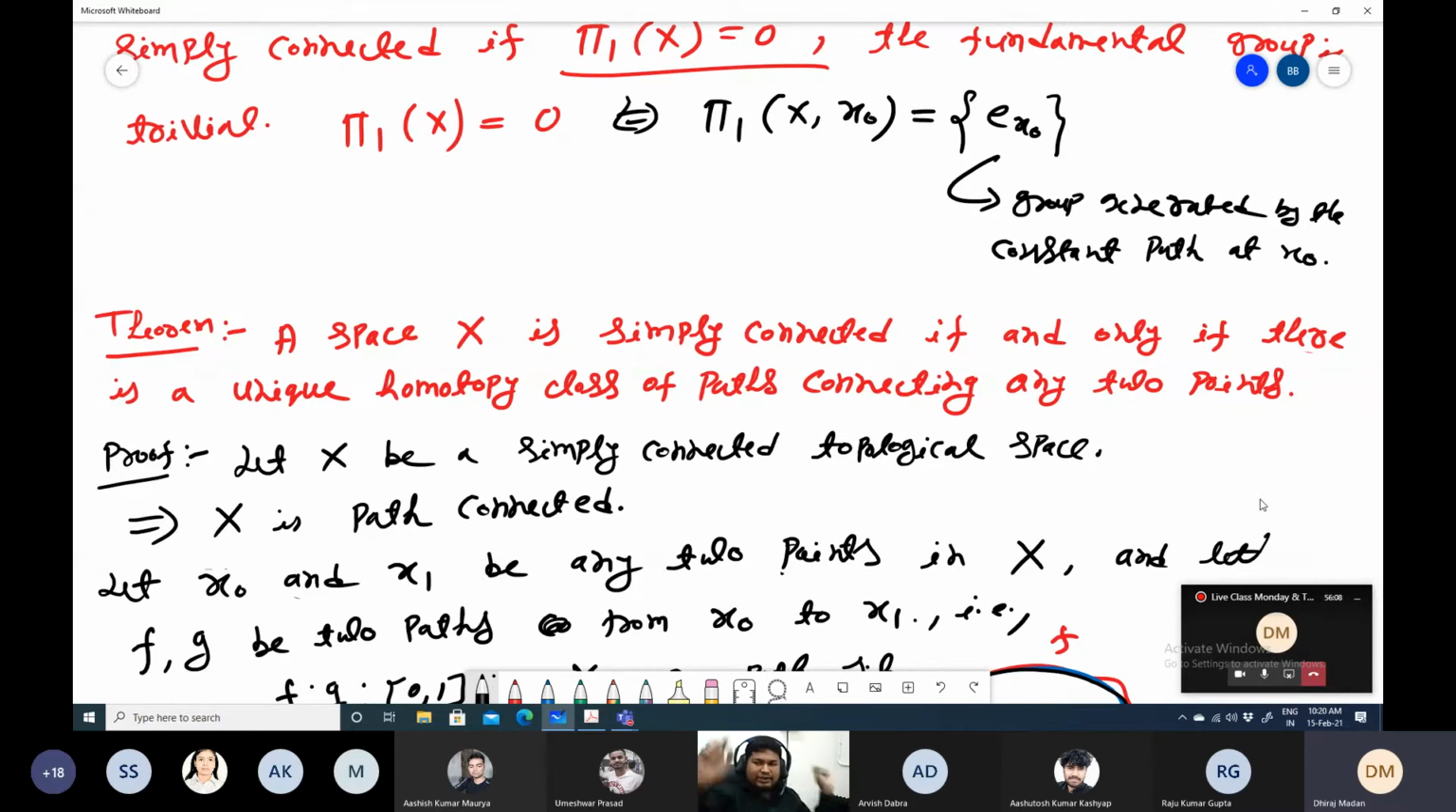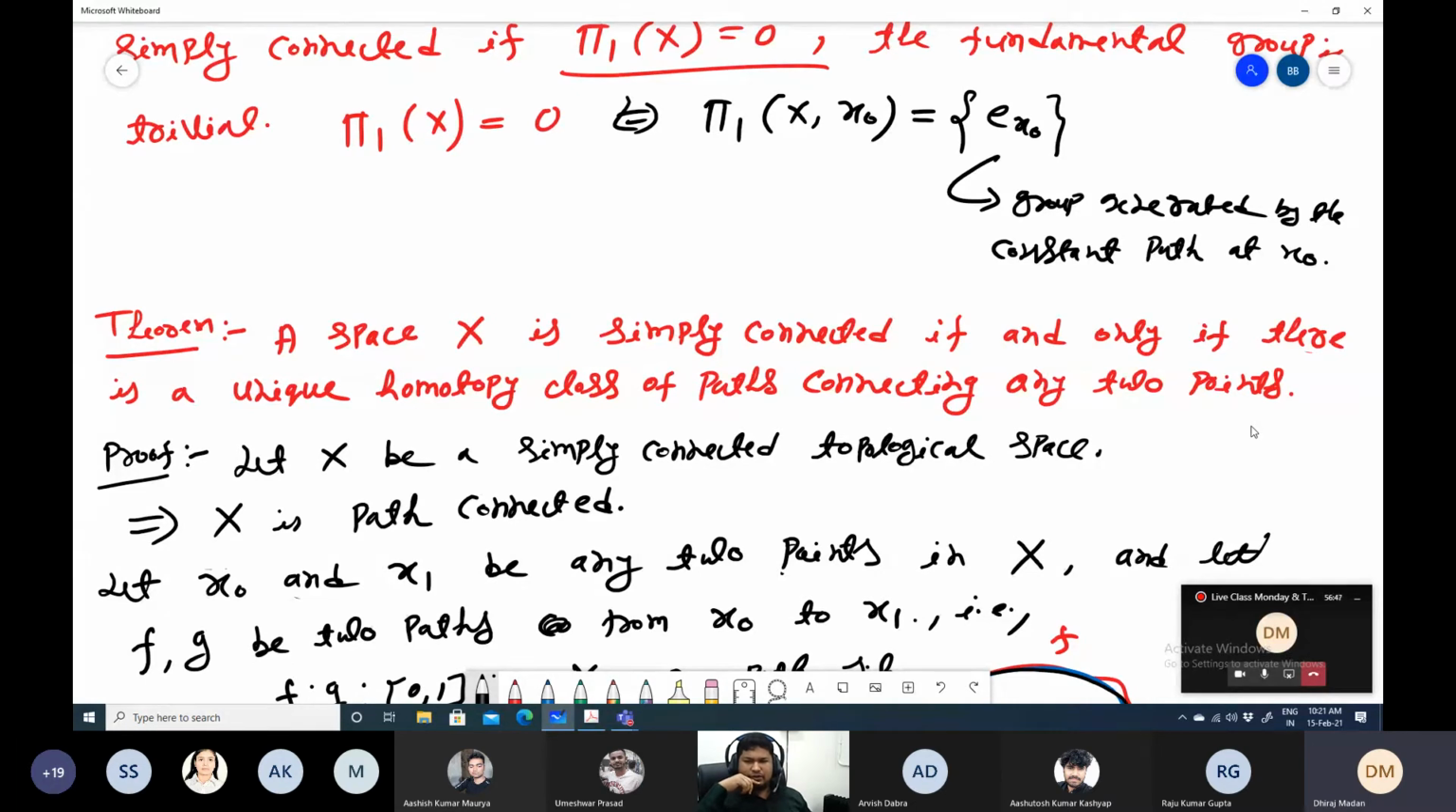Right. So see the statement, forget about unique. There is a homotopy class of paths connecting any 2 points, right? That means whenever you have 2 points, there is a path. You can forget the unique homotopy class as well. That means there is a path connecting 2 points. So that means the space is path connected. So that is done. Now, can't the class of paths connecting 2 points be an empty set?